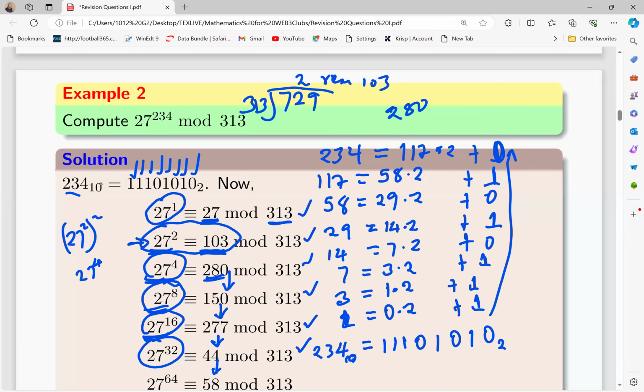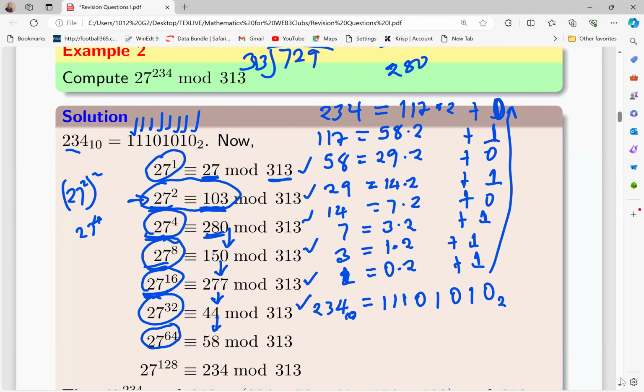So you realize that we cannot square this any more, because the power would be bigger than we need. We have gone through the steps 1, 2, 3, 4, 5, 6, 7, so there will just be 8 times. When you square this, you get 27 raised to 128, and 234 is the remainder. So we are done.